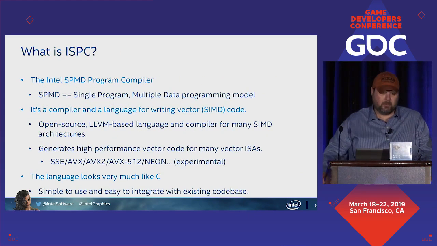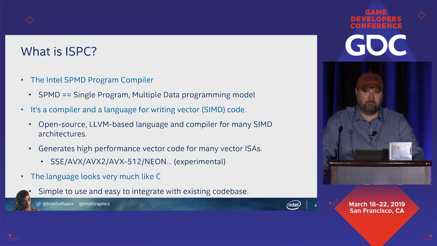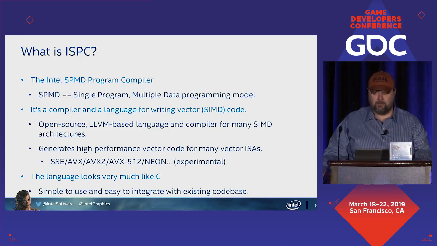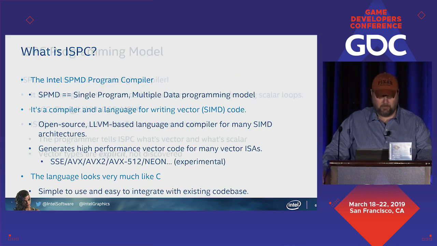So what does ISPC stand for? ISPC stands for the Intel SPMD program compiler. It's a compiler and a language for generating vector code, writing vector SIMD code. It's open source. It's based on the LLVM backend, and it's a compiler for many SIMD architectures. It generates high-performance vector code for SSE, AVX, AVX2, and AVX512, as well as Neon. And I will say that Neon support's kind of experimental and supported by the open source community. The language looks a lot like C, so it's simple to use and simple to integrate with existing code bases.